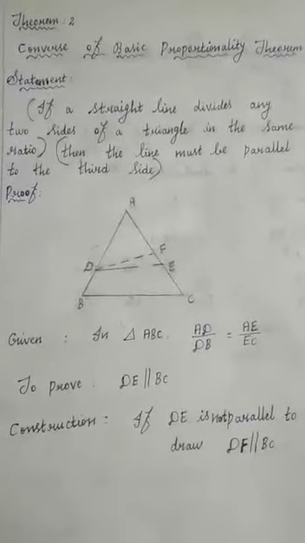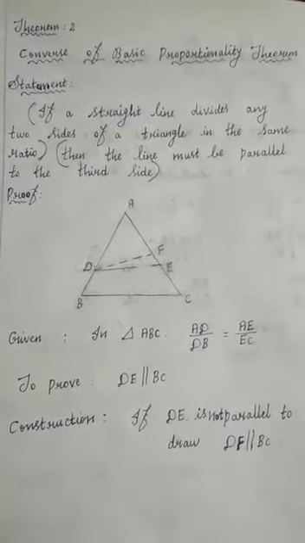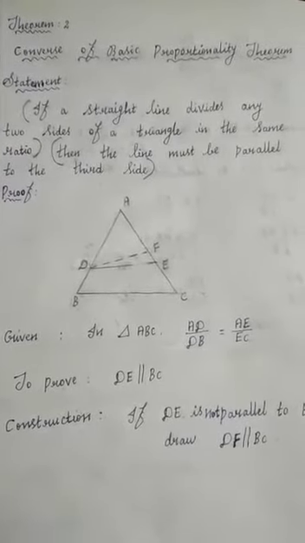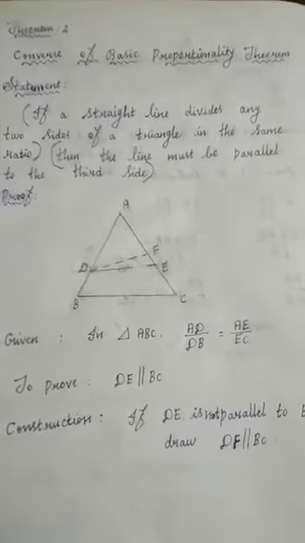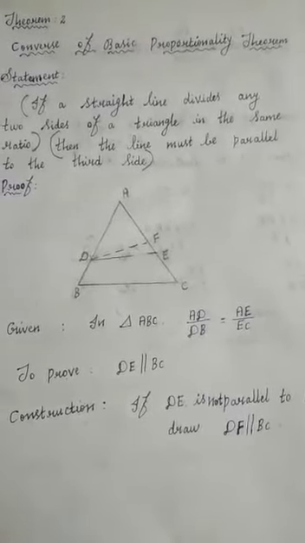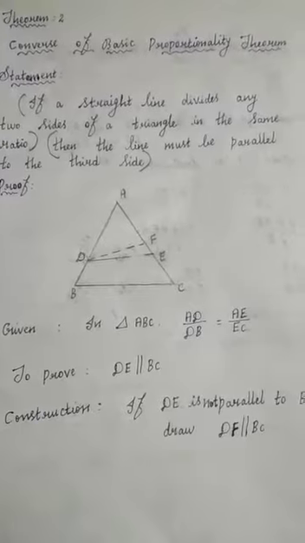Now let us see theorem 2, the converse of the basic proportionality theorem. Already we have learned the basic proportionality theorem and how to prove it. Now you are going to learn how to prove the converse of the basic proportionality theorem.